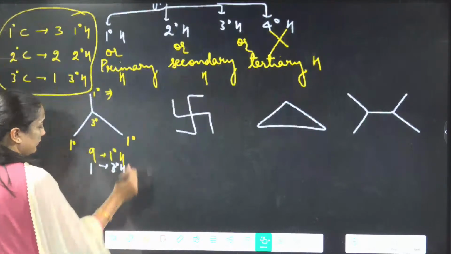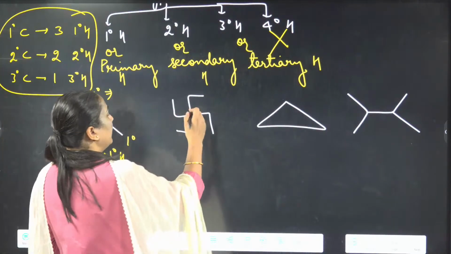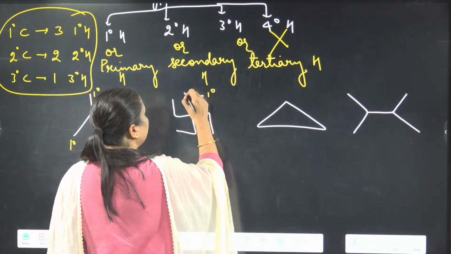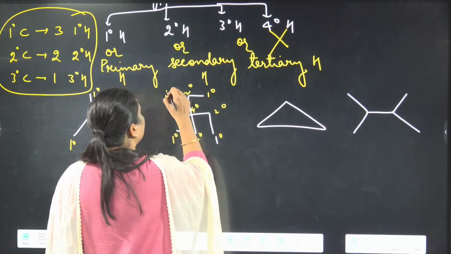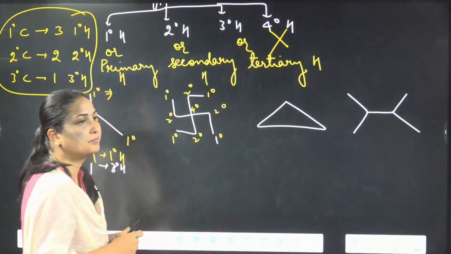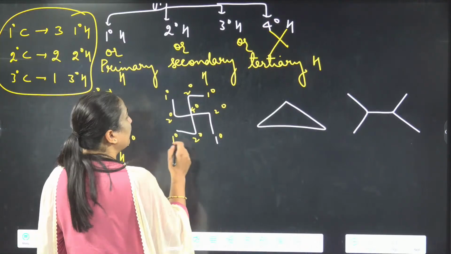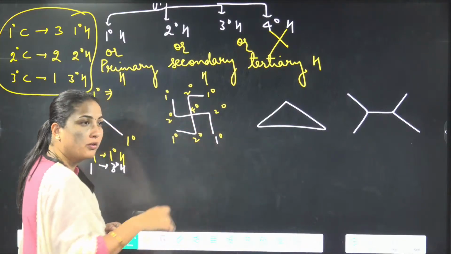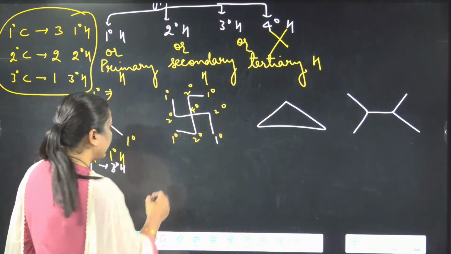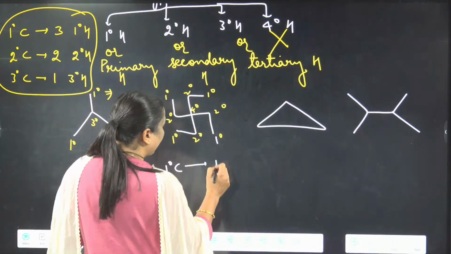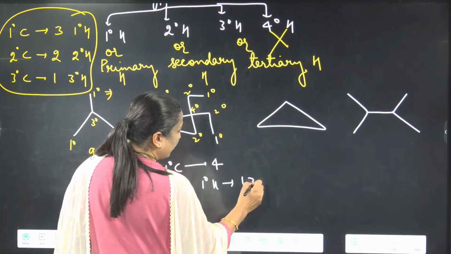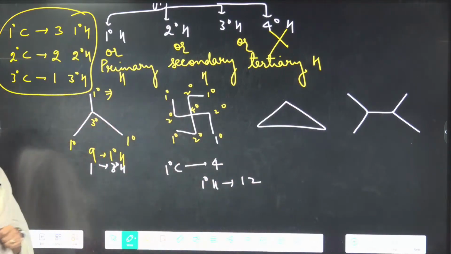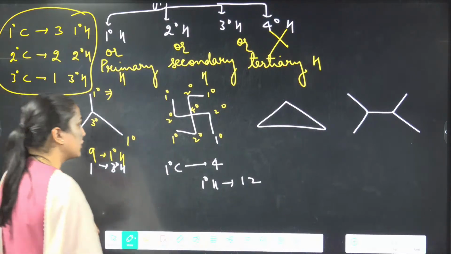Simple to identify. Here, this is 4-degree, primary, secondary, primary, secondary. This is secondary, primary, secondary. So how many primary carbons do you have? 4. So there are 4 primary carbons, right? So 1-degree carbon, there are 4. So how many 1-degree hydrogens will be there? 4 into 3, 12. Each primary carbon will have 3 hydrogens attached.